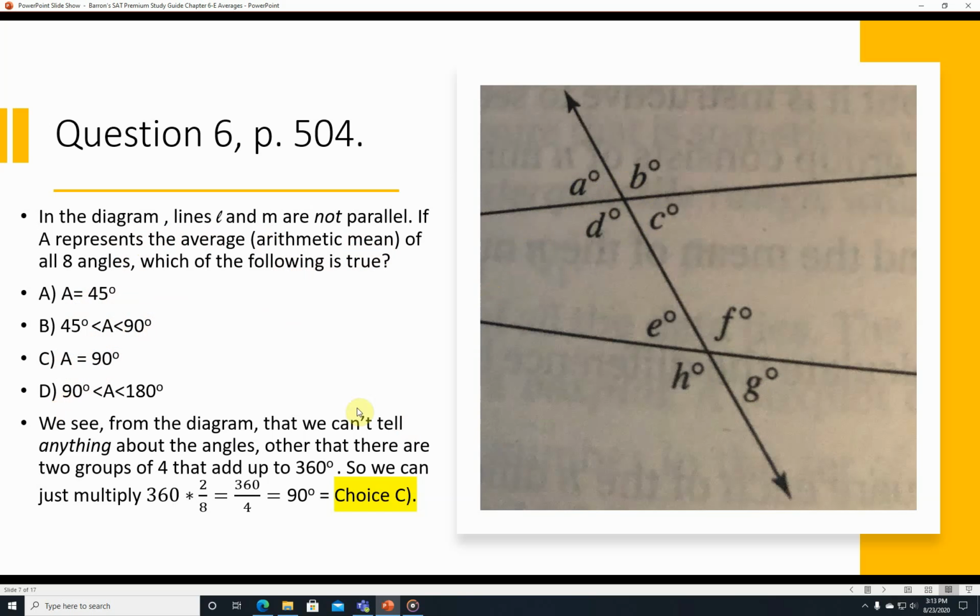Well, we can see from the diagram that we can't tell anything about these angles other than that each group of 4, A, B, C, D, adds up to 360, and E, F, G, H adds up to 360. So we can just take 2 times 360 and then divide by 8. That ends up being 360 times 2 over 8, which is 360 over 4, which is 90, choice C. Remember, when they tell you it's not drawn to scale, they don't give you anything that shows that something's parallel or perpendicular. There are very few things you can tell.